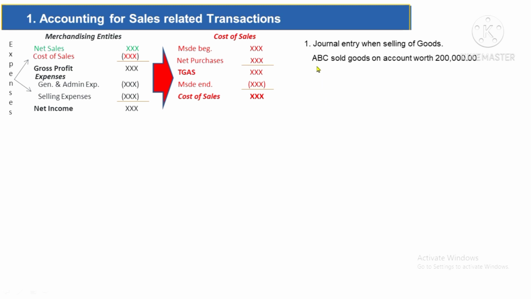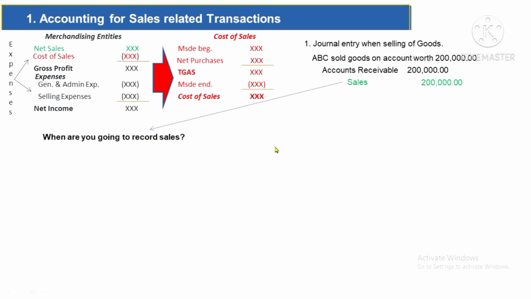For example, we are ABC and we sold goods on account worth 200,000. The entry here is as simple as debit, accounts receivable 200,000 and then credit sales of 200,000. But if the customers pay cash immediately, then the debit is cash instead of accounts receivable and then credit sales again. However, you need to know when will you make this entry?